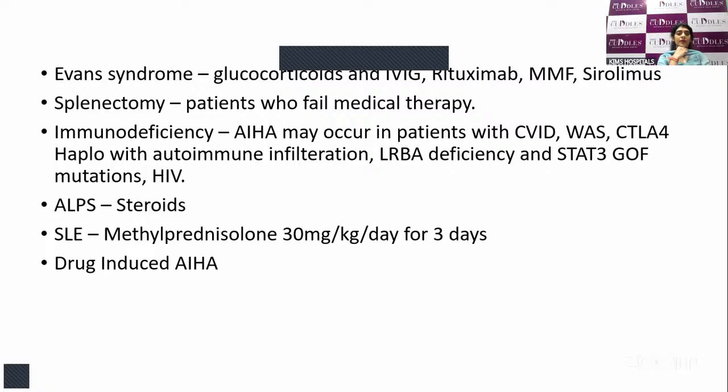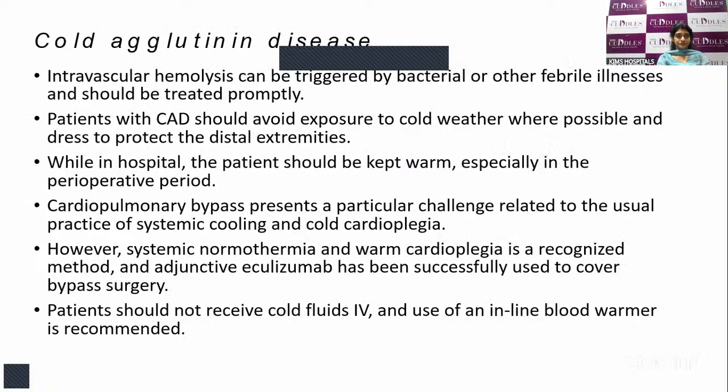Immunodeficiencies like AIHA may occur in patients with CVID, WAS, CTLA4 haploinsufficiency with autoimmune infiltration, LRBA deficiency and STAT3 mutations, and HIV. ALPS is treated with steroids, SLE with methylprednisolone 30 mg per kg per day for 3 days, and then there is drug-induced AIHA.